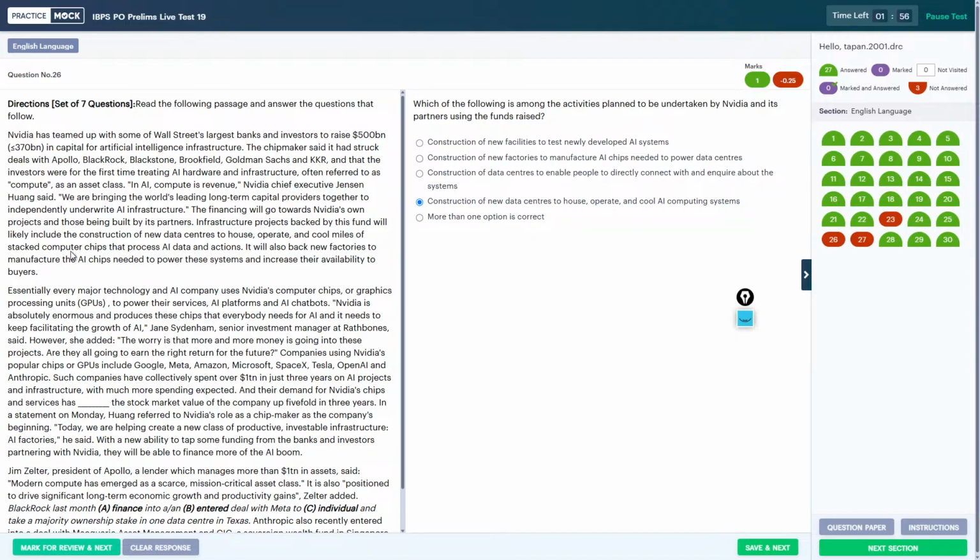Data centers operate cool miles, process action. Okay, new facilities, test developer, new factories to manufacture AI chips. AI chips was said right. Data centers, house, operating mills, stacked computer. Factories to manufacture, more than one option.